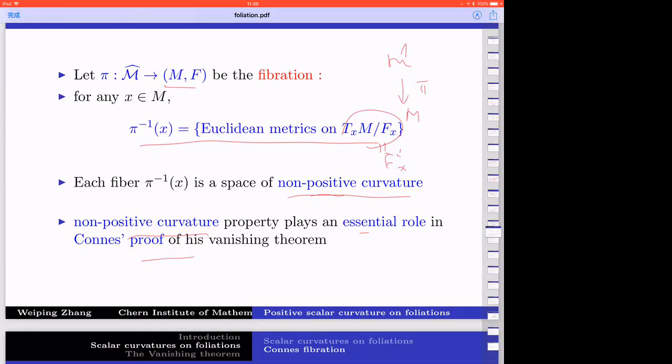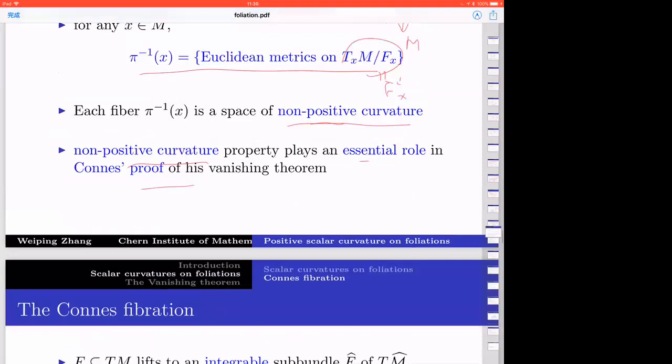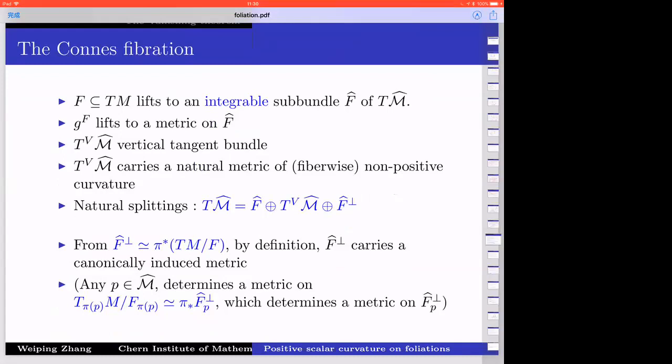The advantage of this one is that the integrable sub-bundle lifts canonically to an integrable sub-bundle of the tangent bundle of this total fibration. This can be lifted by using the Bott connection. And the metric also lifts. And also the vertical tangent bundle carries a fiberwise intrinsic metric of non-positive curvature. So then you get a natural splitting of the total tangent bundle, with this lifted integrable sub-bundle, the vertical bundle, and some transverse bundle. You take any transverse bundle, then this is TM hat, which would equal F orthogonal plus this F, also called the horizontal central bundle. This would be equivalent to the lift of the transverse bundle of the foliation.